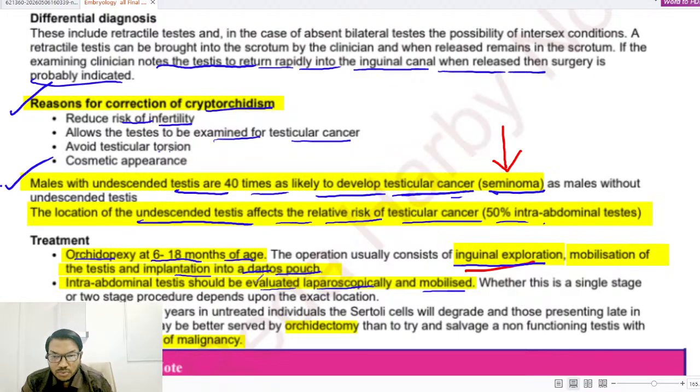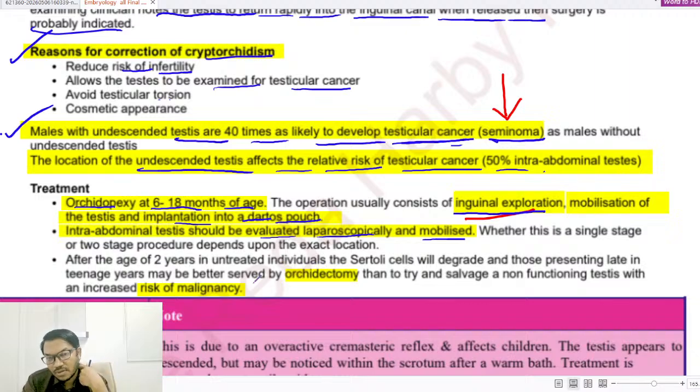After the age of 2 years, in untreated individuals, the Sertoli cells will degrade, and those presenting late in teenage years may be better saved by orchidectomy than to try and salvage non-functioning testes with an increased risk of malignancy.